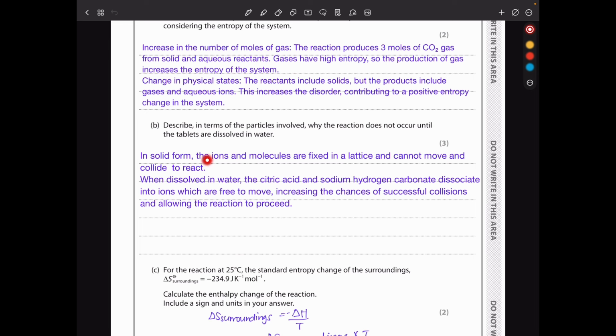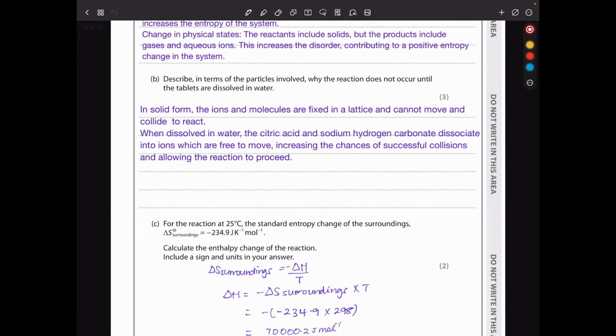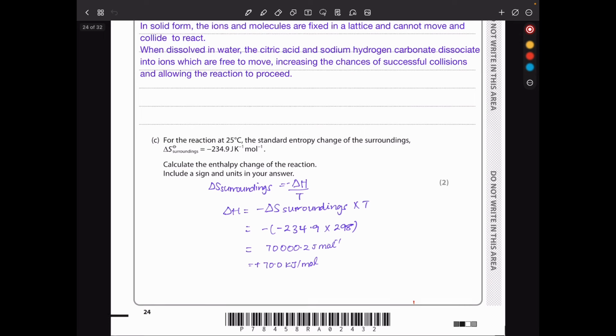I said in solid state, the ions and molecules are fixed in a lattice and cannot move or collide with each other. When dissolved in water, the citric acid and sodium hydrogen carbonate dissociate into ions which are free to move, increasing the chances of successful collisions and allowing the reaction to proceed.